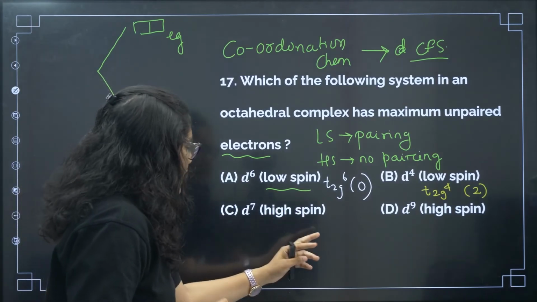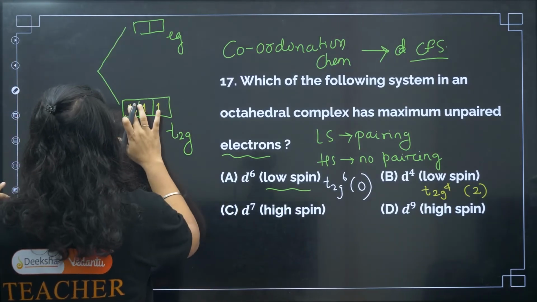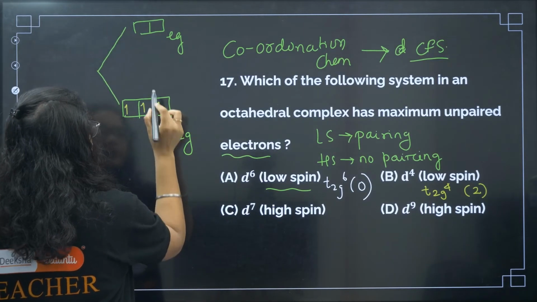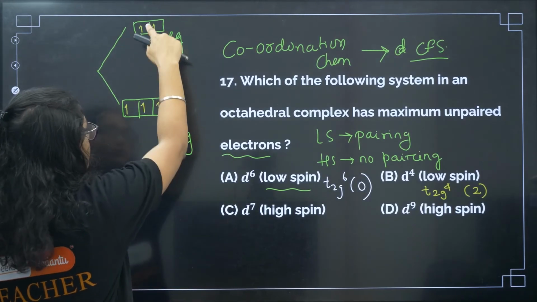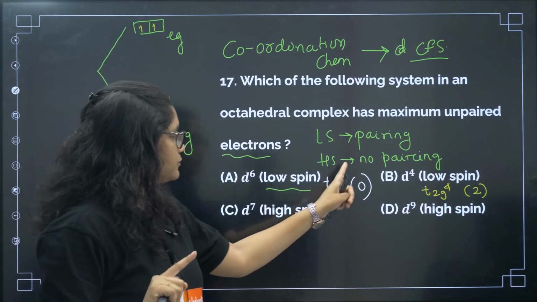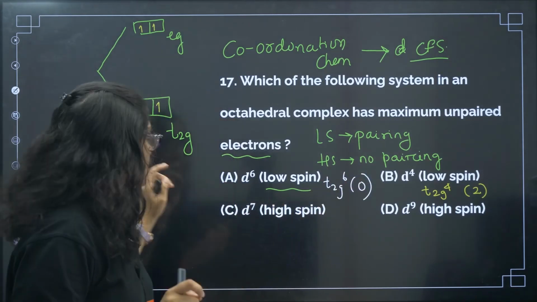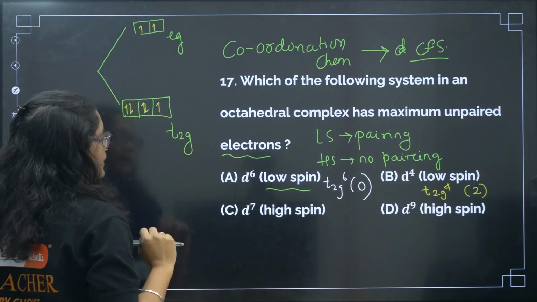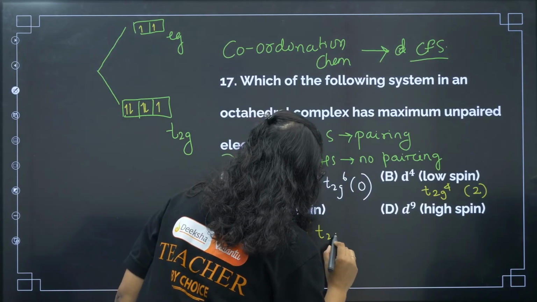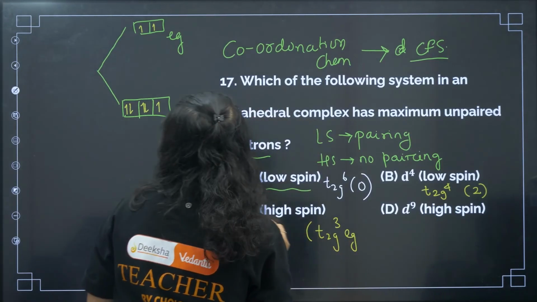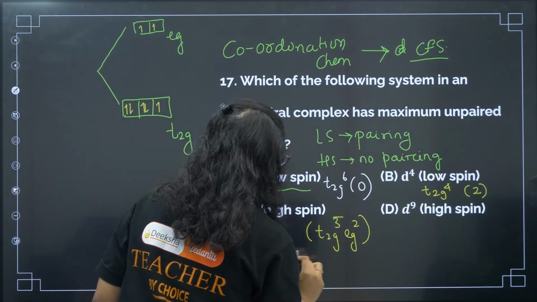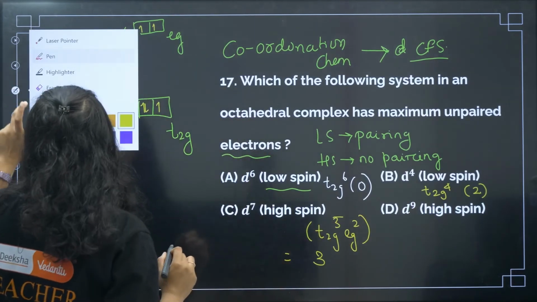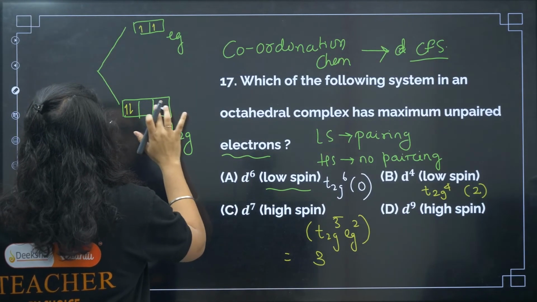Now coming to D7 high spin. How can we fill this one? So if you see 1, 2, 3, 4, 5. Why did I take the 4th and 5th electron to the upper level? I hope you have understood, because here it is high spin, no pairing will take place. So 1, 2, 3, 4, 5, and then 6 and 7. So we have 3 unpaired electrons. For D7 the configuration is T2g5 Eg2, and the number of unpaired electrons is 3. Now coming to D9 high spin. Let us fill it like this.